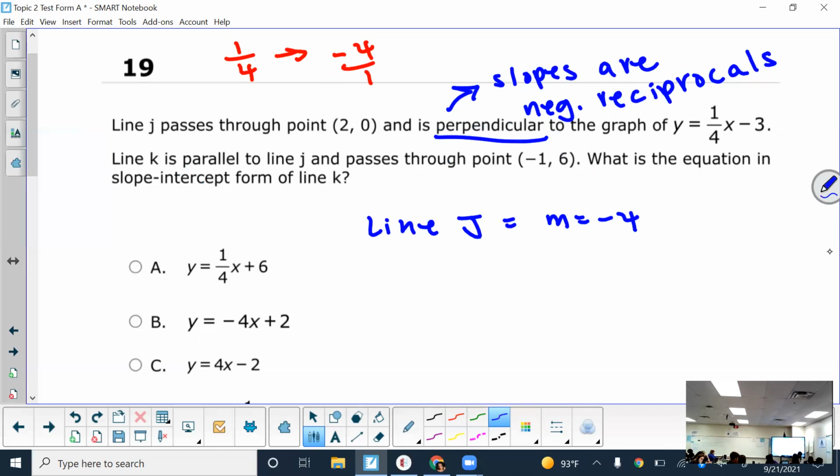All right. So then we have line K, which is parallel to line J. So it's not parallel to whatever this is over here. It's parallel to what line J is. So what's the slope of line K?